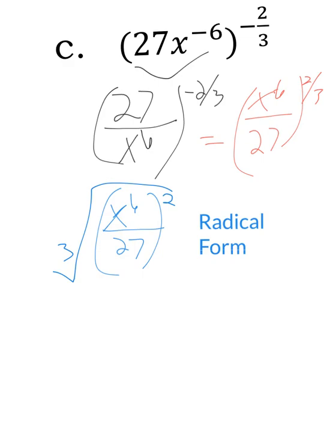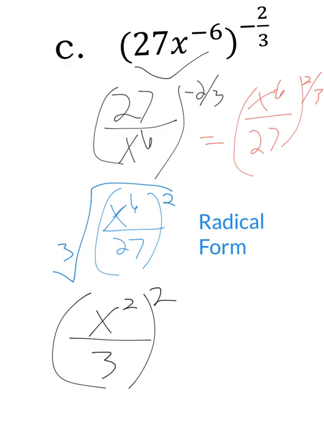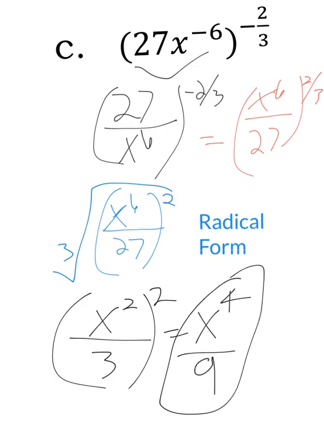Okay, so let's talk about what the 3rd root of x to the 6th is. That's just going to be x squared, because it's just 6 divided by 3. What's the 3rd root of 27? That is 3. So I have x squared over 3, and then I'm going to square that. What's 2 times 2? 4. What's 3 to the 2nd power? 9. So that is my final answer to C.